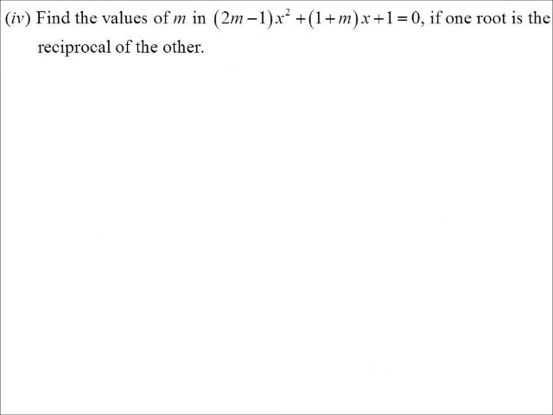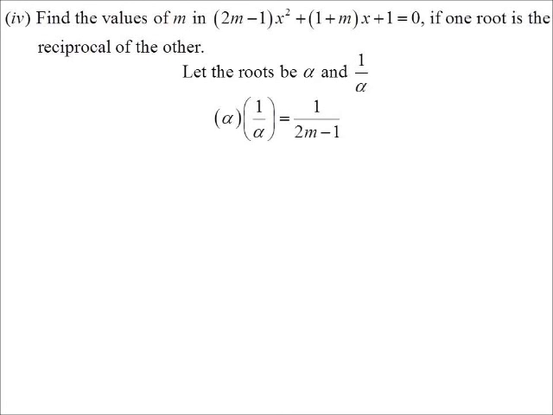A little bit more involved, this one. 2m minus 1 x squared plus 1 minus m x. One root is the reciprocal of the other. So in this case, instead of calling them alpha and beta, I'll call them alpha and 1 over alpha. When you multiply alpha and 1 on alpha together, you get 1. So actually I don't need to know what alpha is. If I just look at the product of the roots, alpha times 1 on alpha is 1 on 2m minus 1. Alpha disappears. I don't actually need to play with the sum of the roots for this one. Solving that, we get m is 1 for that one.